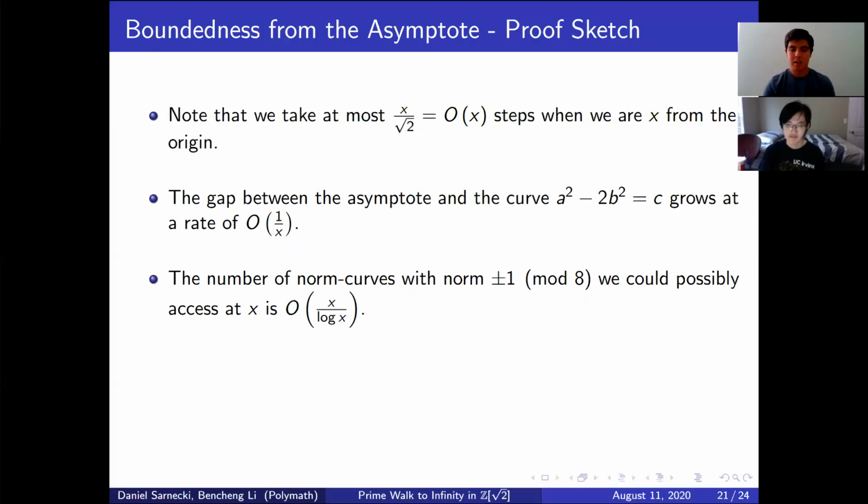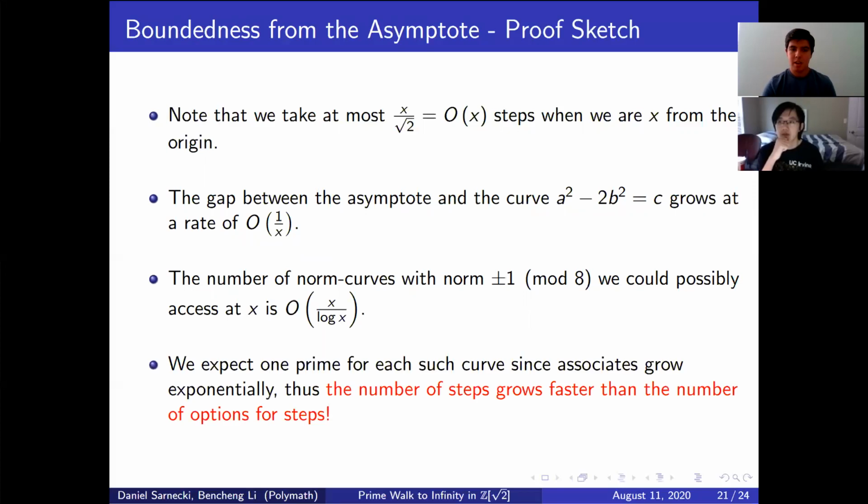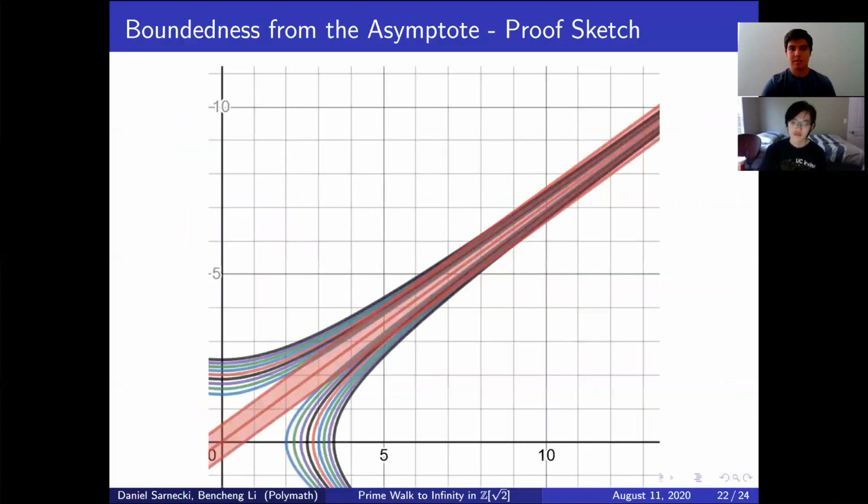Then the number of norm curves with norm plus or minus 1 mod 8 that we could possibly access at x is on the order of x divided by log x. Essentially what we're doing here is we're looking at this bounded region that straddles the asymptote, and we're seeing how many possible curves we can fit inside this region. Well, then we expect 1 prime for each such curve, since the associates grow exponentially, so we expect them to outpace our walk. Thus, the number of steps grows faster than the number of options for steps, so a walk should be impossible if we stay inside this region.